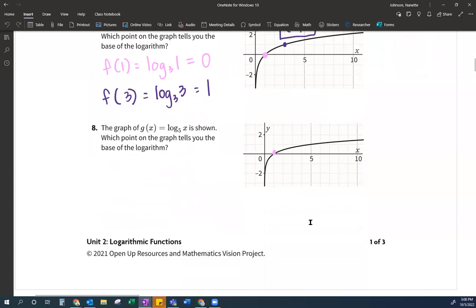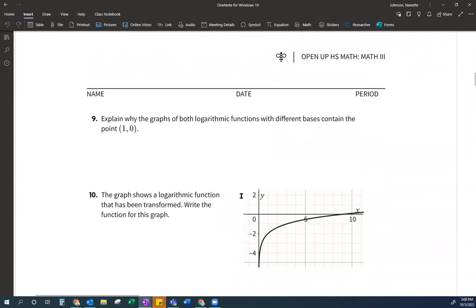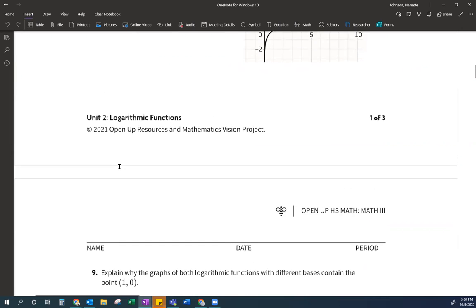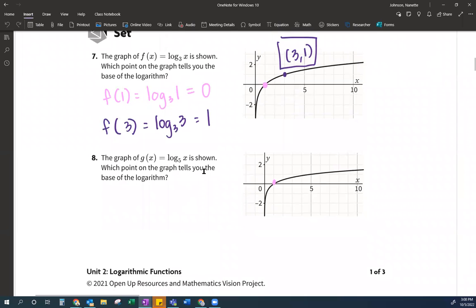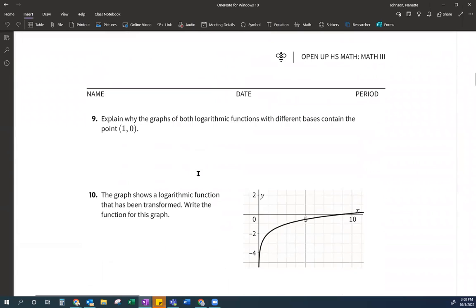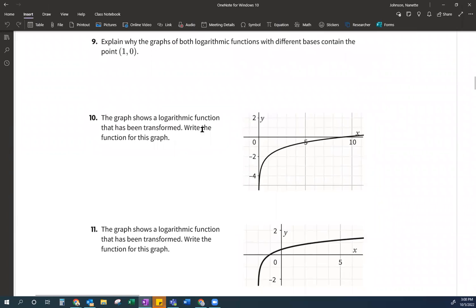Very good. The next number you asked was number 9. Explain why the graphs of the logarithmic functions with different bases contain the point 1, 0. We kind of explained this already, so I think you're okay there. Number 10 says the graph of a log function has been transformed, write the function.